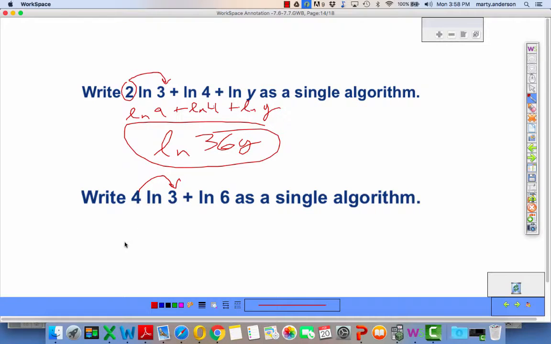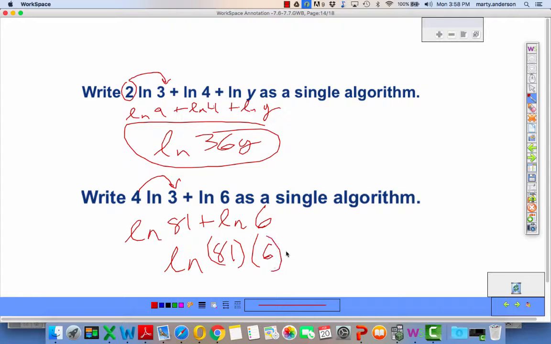Write this as a single logarithm. ln of 3 to the 4th is 81 plus ln 6. That's multiplication. 81 times 6. 81 times 6 must be 320. What is it? 332, 400, 486. 486. There you go.